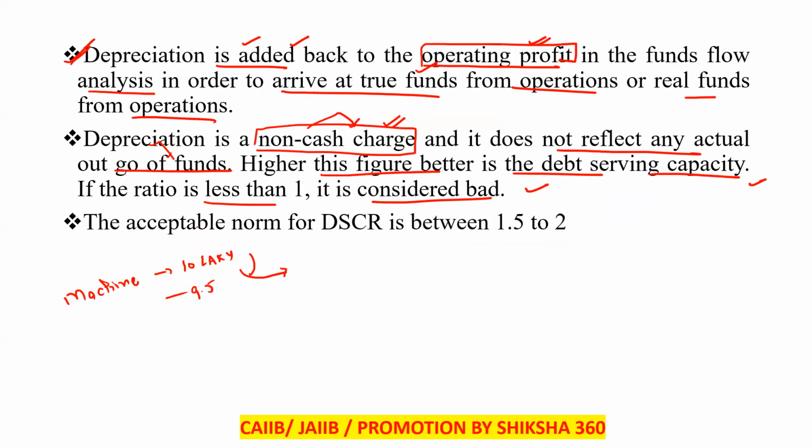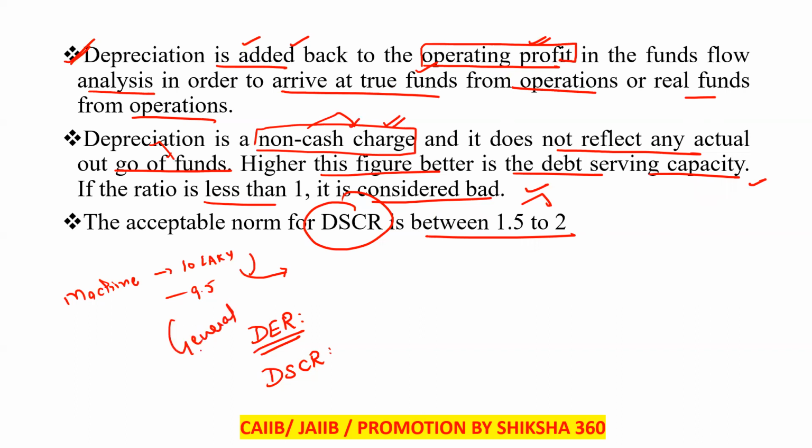So here is one more point. The acceptable norm for the DSCR is 1.5 to 2. So what is the debt equity ratio? Please tell fast. What is the acceptable norm? In general, we can consider DER. What is the ratio under that? It is to be 1:1.